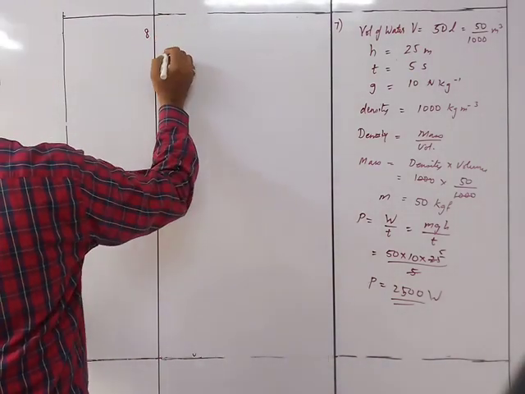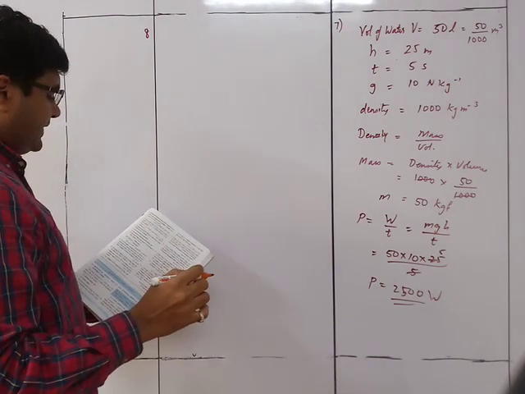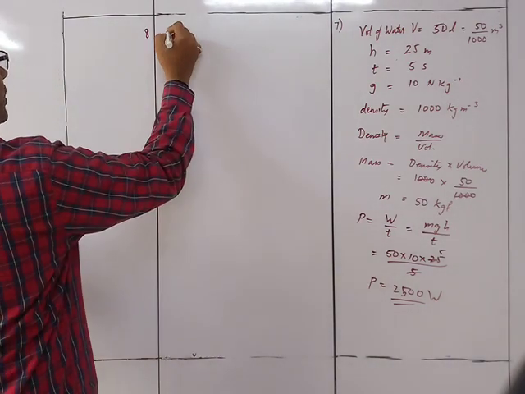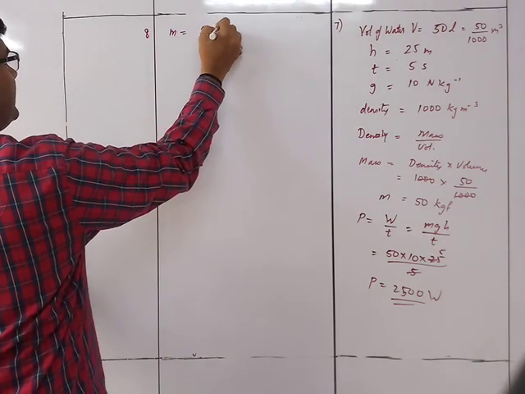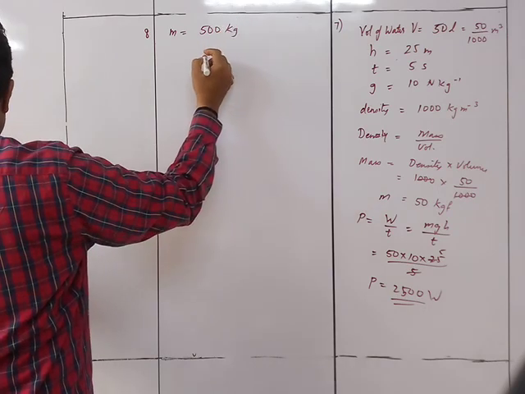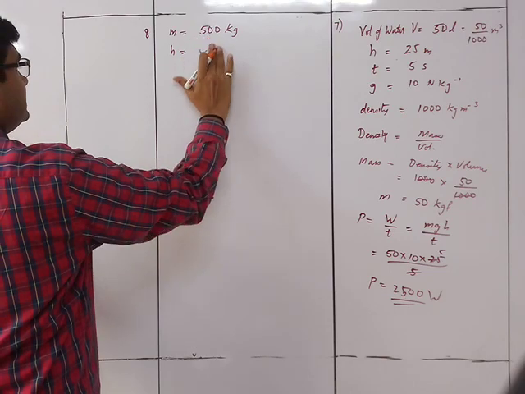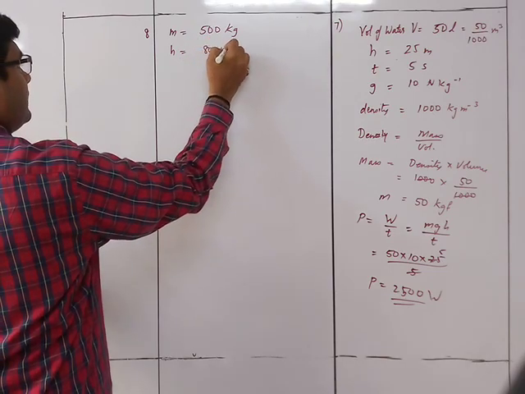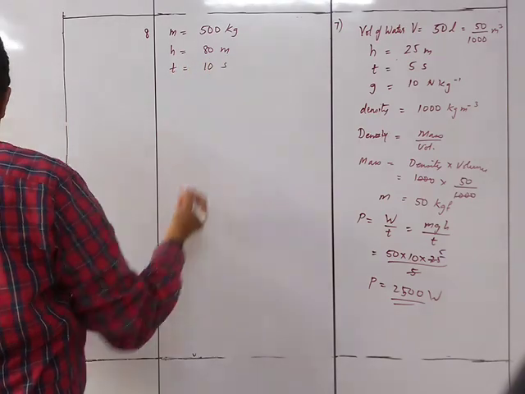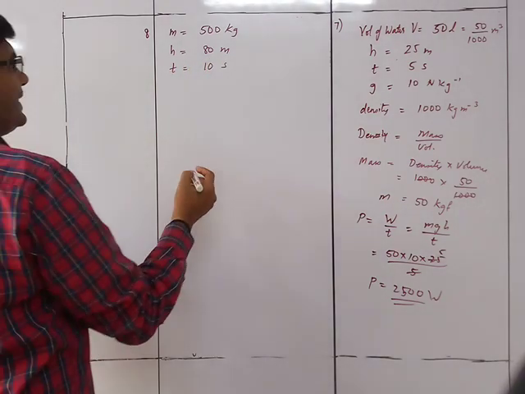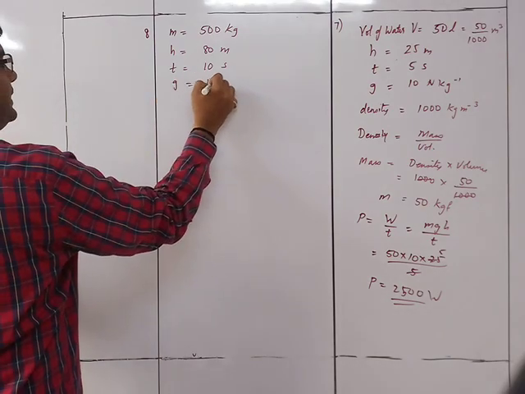Question number 8. A pump is used to lift 500 kg of water from a depth of 80 meters in 10 seconds. So we have the mass m = 500 kg, the depth h = 80 meters, and the time t = 10 seconds. You need to find the work done, and g is given as 10 meters per second squared.